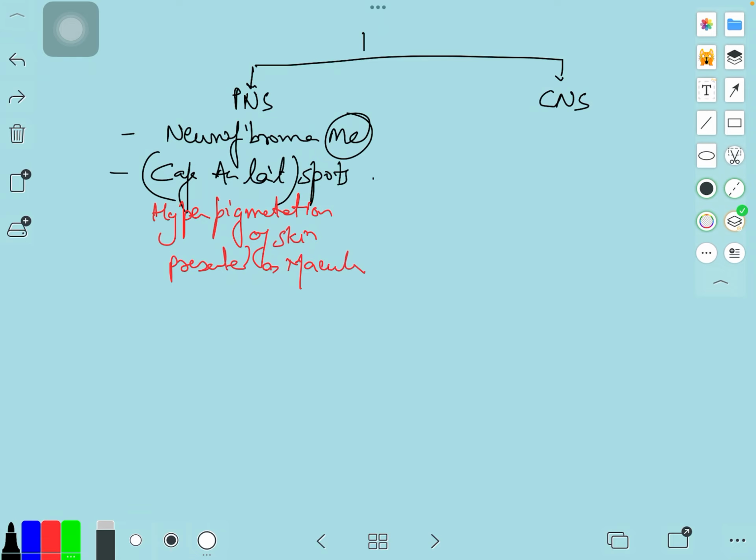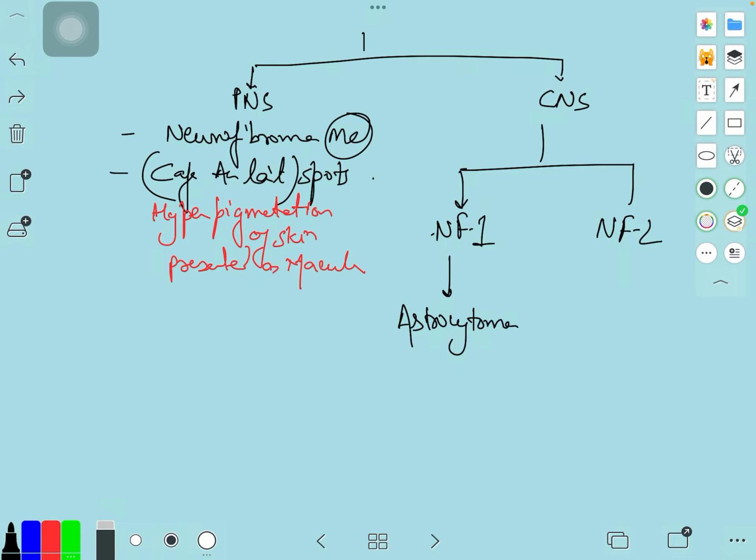For CNS, they were primarily of two main types, NF1 and NF2. NF1 will be seen as astrocytomas, and NF type 2 will be seen as bilateral schwannomas, plus meningiomas can be seen as well.